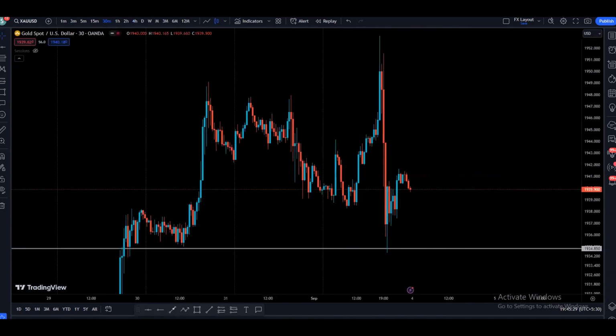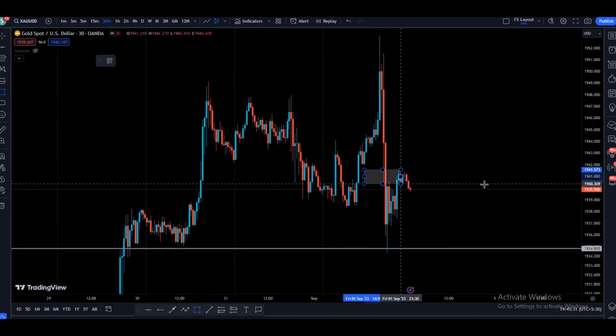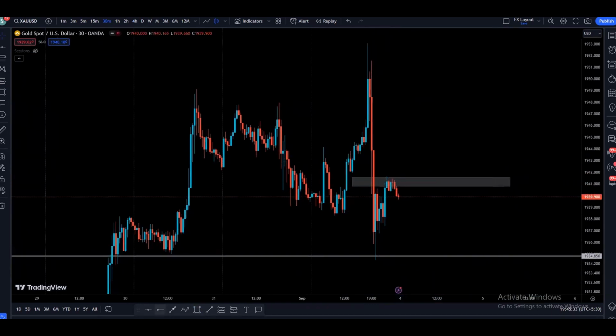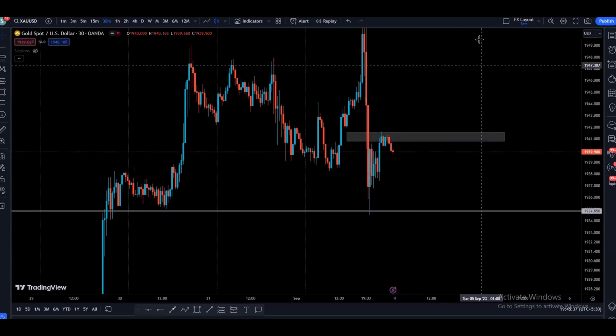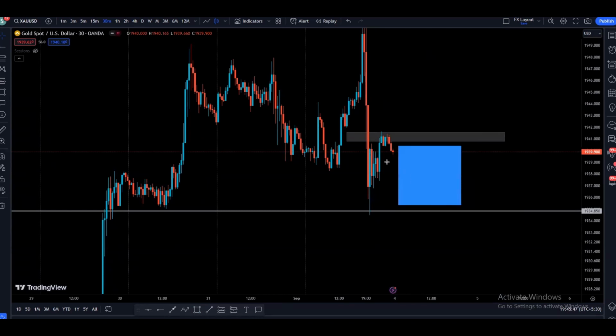Now if we look more closely, we can also see that we have a resistance right here, and the next resistance is right into these areas. Now we can see that this is the no trade range, because we have a choppy price section here, so we cannot look for any trading opportunity in this area.